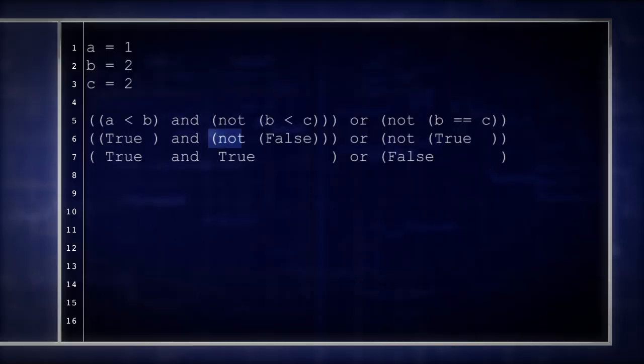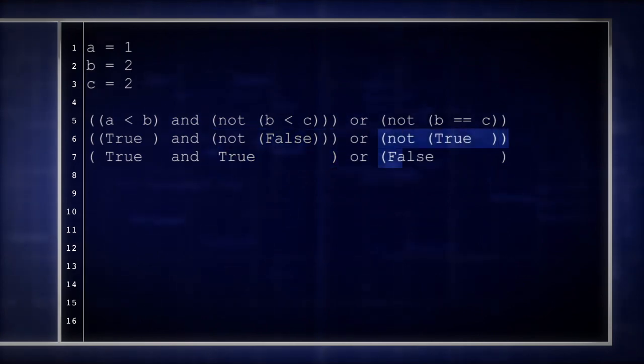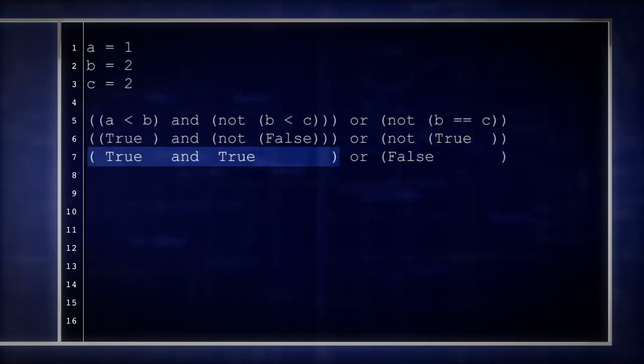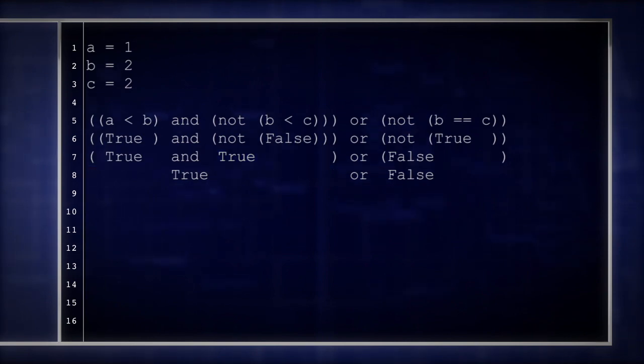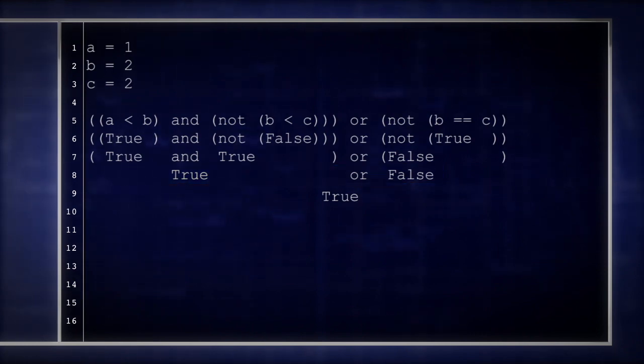We can work through to get the answer just like we would for an algebra problem, but the choices here are much simpler. The not false becomes true, and the not true becomes false. The first part is true and true, which is true. And finally, we have true or false, which evaluates to true. So that first statement, complicated as it was, actually was a true statement.